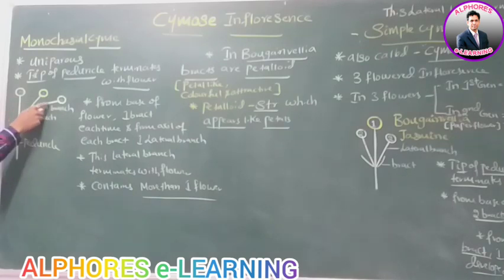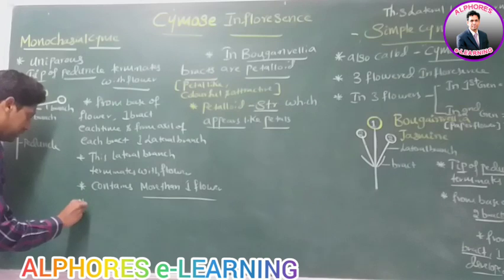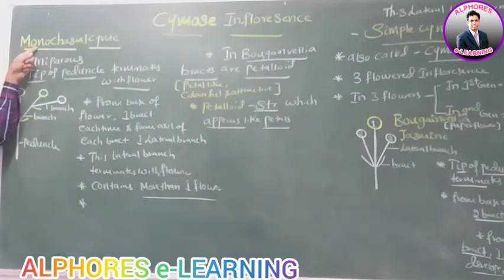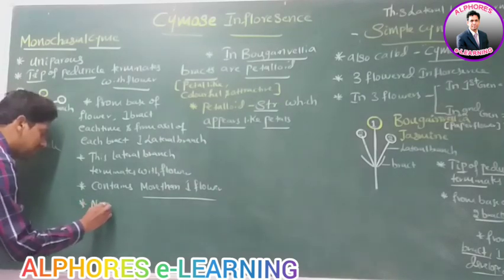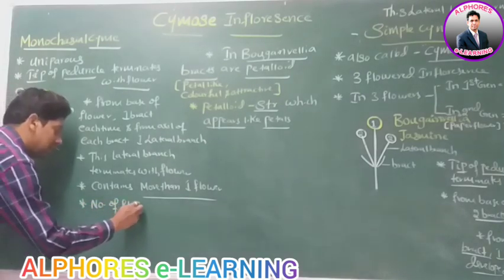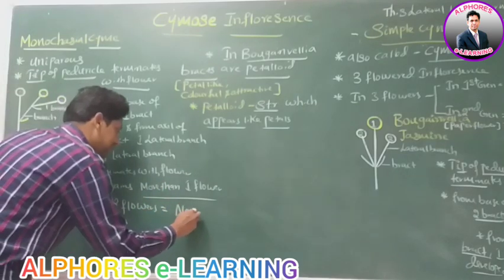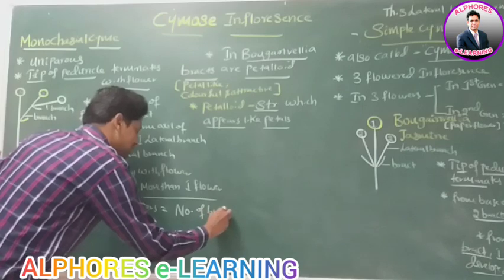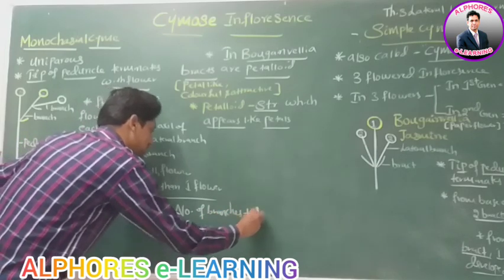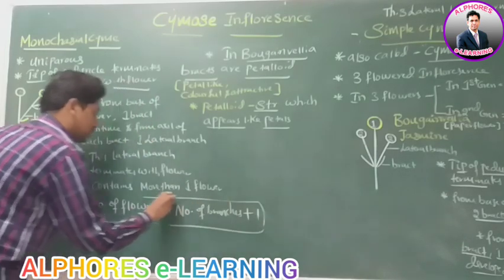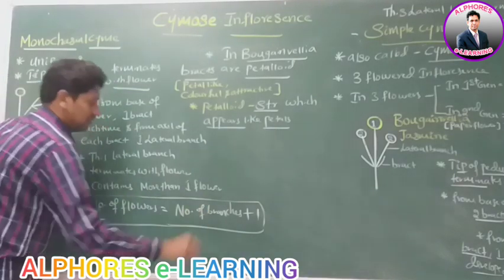Sir, here 2 branches are there. On each branch, 1 flower is there. Plus 1, I am saying, because on the peduncle 1 flower is there. Is it okay? Therefore, in which inflorescence? In monochasial cyme. In monochasial cyme, the number of flowers is equal to what, sir? Number of branches plus 1. I think you got how we got this formula.